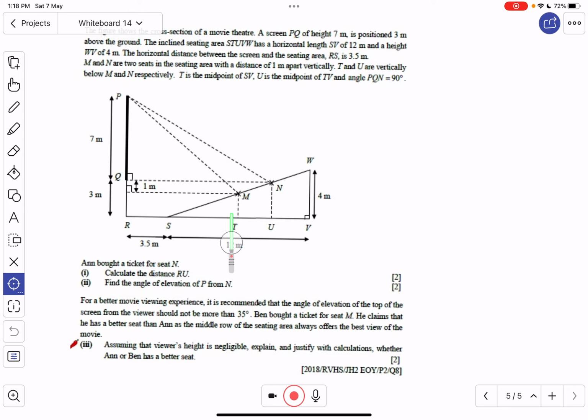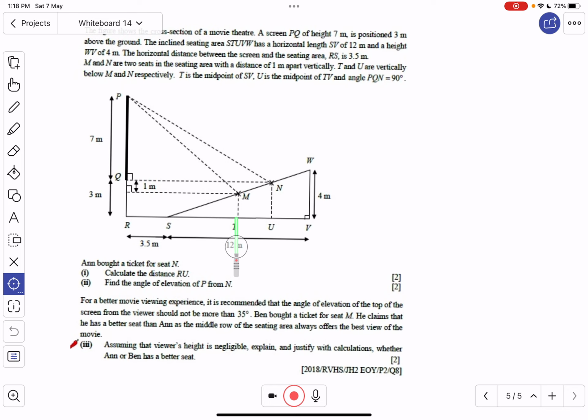The horizontal distance between the screen and the sitting area is 3.5. So this is like the cinema seats, and the screen is on top here over PQ. M and N are two seats in the sitting area with a distance of 1 meter apart vertically. T and U are vertically below M and N respectively.